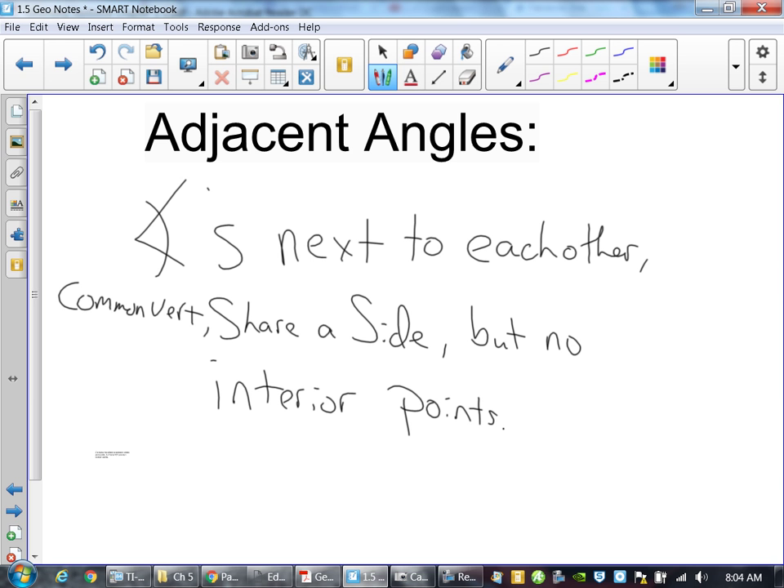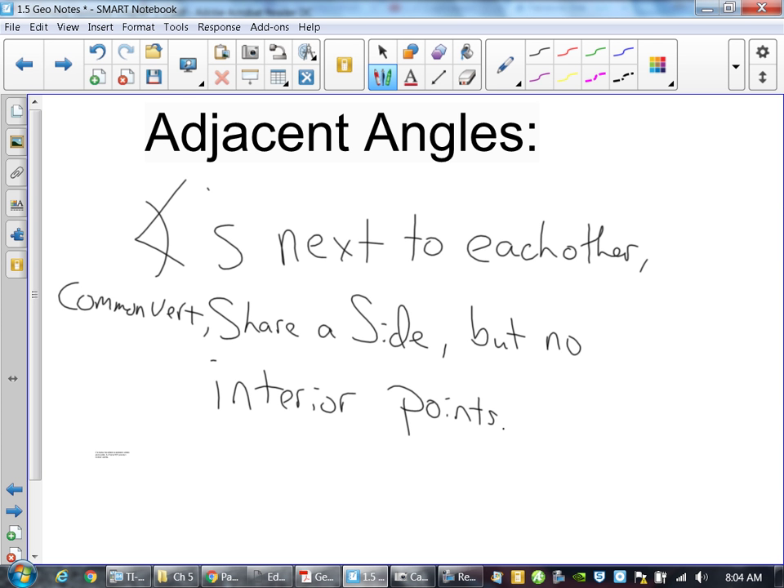So they have this common vertex B. They share the same side, BD, but none of the points inside are the same. That's all it means. It's the points on the interior of it, because if you start plotting these things in a two-dimensional plane, you have ordered pairs that are solutions of those values, and we're not looking at that.